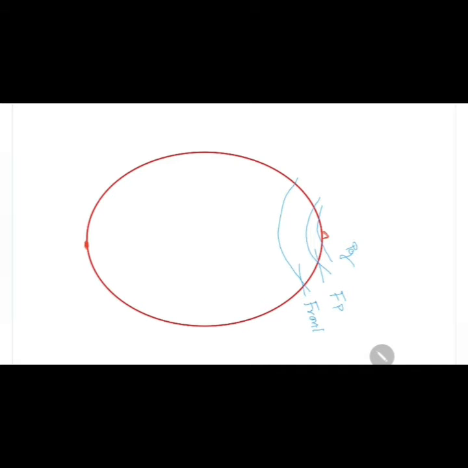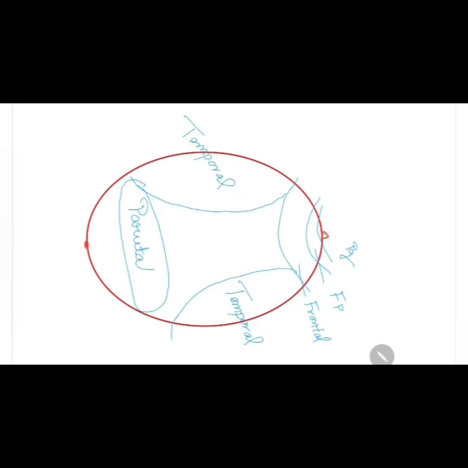frontal region. Then from there onwards, on the side we have the temporal region. Then below that we have the parietal region, and below that is the occipital region, and this is the central region.